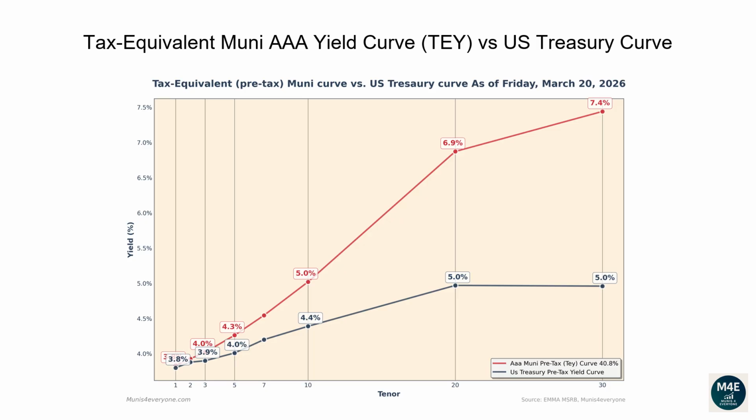Observing the current graph, we can see that currently all the Muni tax-equivalent yields, based off a 40.8% tax rate, are above Treasury yields. When this scenario happens, it may be less convenient for investors to buy US Treasury bonds. For example, if you wanted to buy a 30-year bond, a AAA Muni bond would yield 7.4% compared to a lower yield of 5.0% from a Treasury bond.